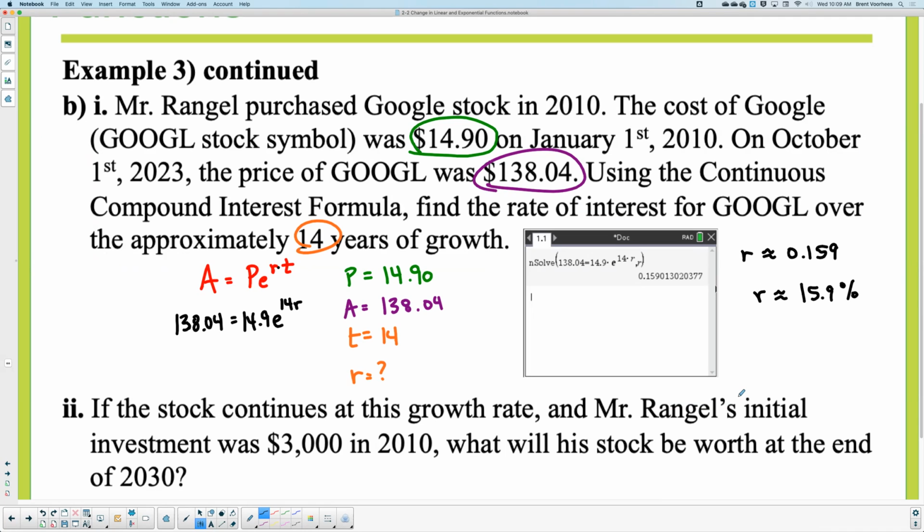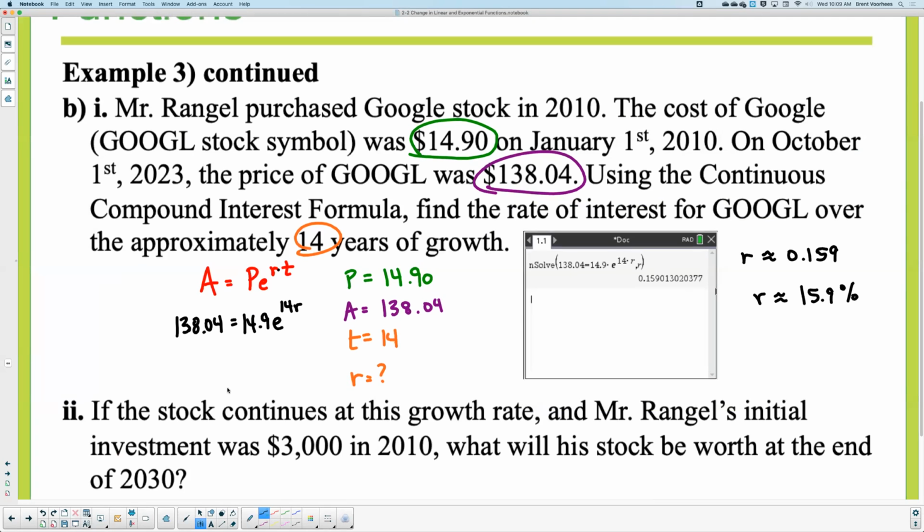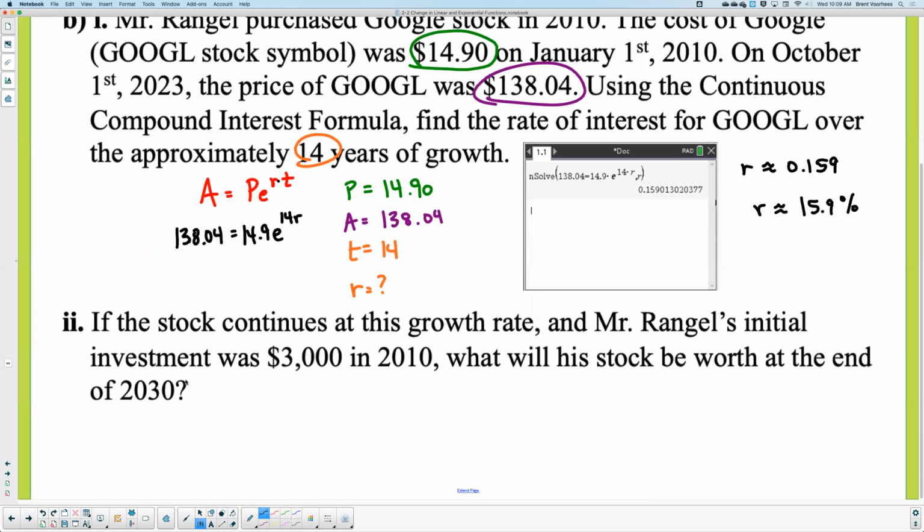And what we're going to see now is what happens when you change your growth rate from an educational savings account at approximately 5% to a company like Google that's been growing at 15.9%. What would that do for your money? So on part 2 here, if the stock continues at this growth rate and Mr. Rangel's initial investment was $3,000 in 2010, what will his stock be worth at the end of 2030?